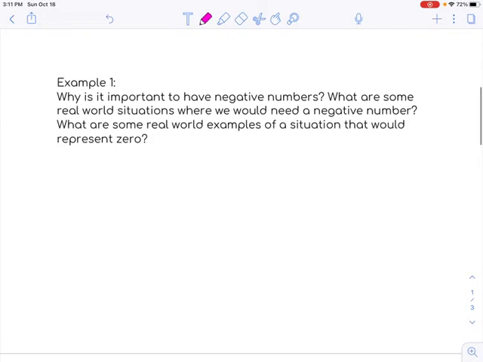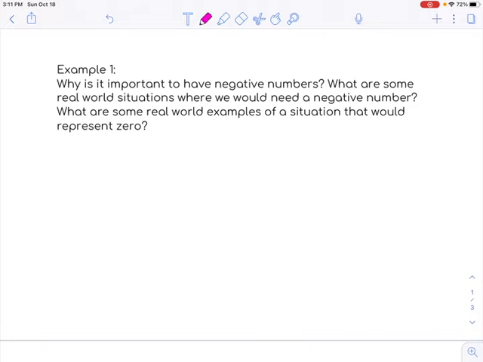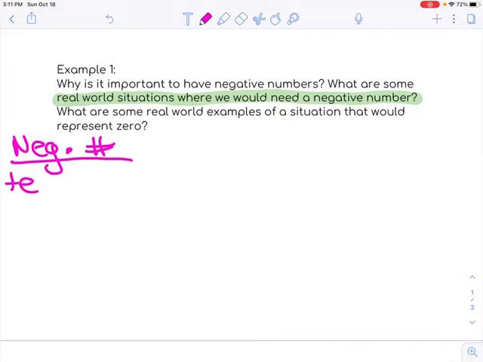Now let's think about some real world scenarios. So we want to think about, why is it important to have negative numbers? So first, let's think about what are some real world situations where we could need a negative number. Well, for instance, when we're talking about the temperature outside, we need a negative number because it could be -15 degrees outside. That's pretty cold.